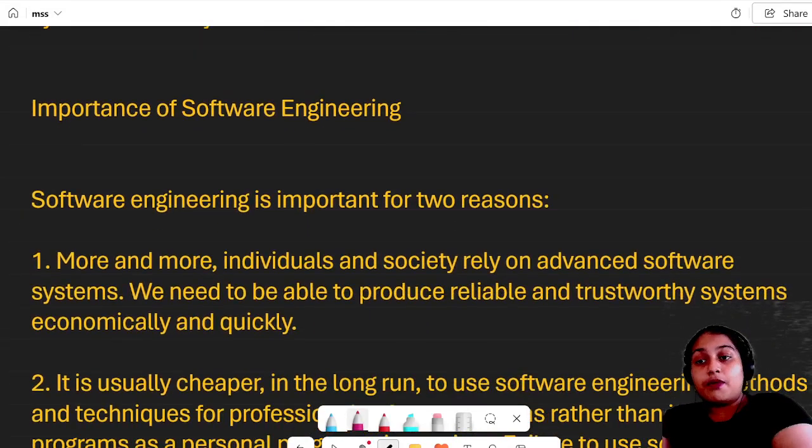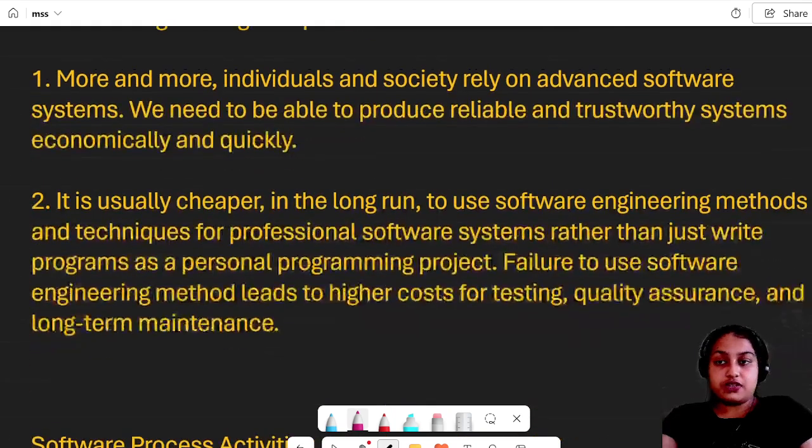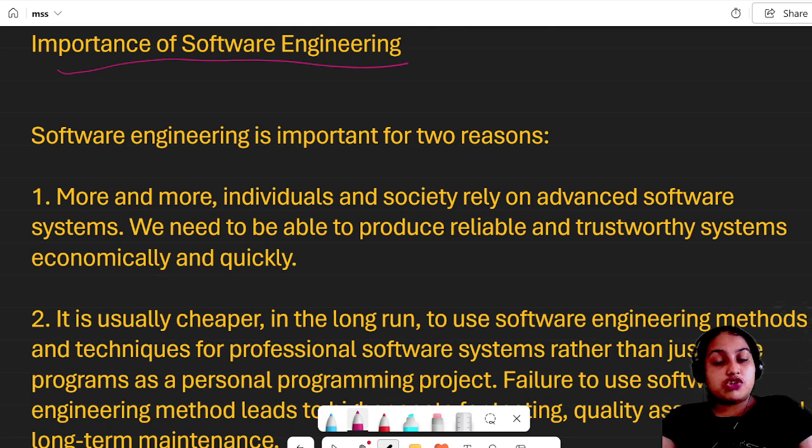Now coming to the importance of software engineering. Software engineering is important for 2 different reasons. First one, more and more individuals and society rely on advanced software systems. So right now, individuals and society are relying on advanced software systems, and we need to be able to produce reliable and trustworthy systems economically and quickly. So we have to be fast with it, and it should be reliable and trustworthy, because the technology is getting more advanced.